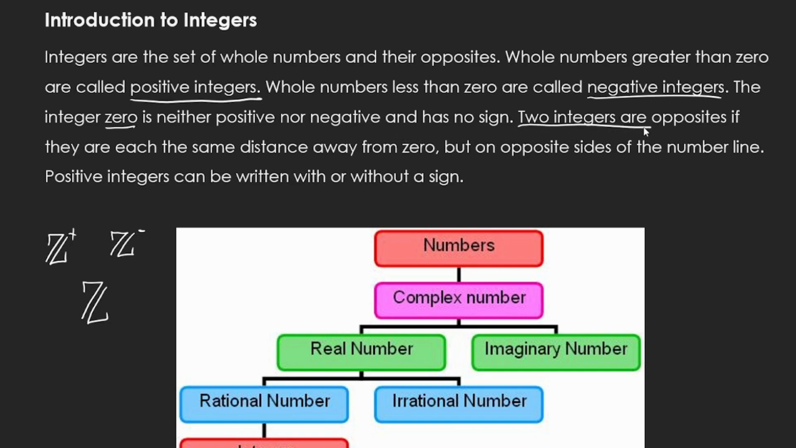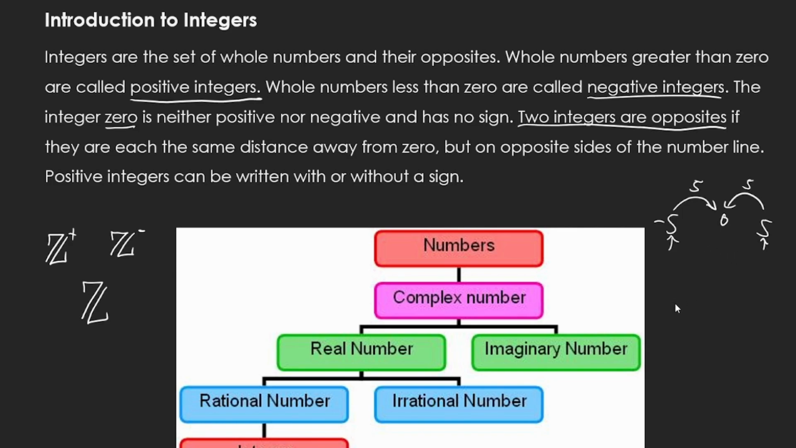Two integers are opposite if they are the same distance away from 0. For example, we have negative 5 and 5. How many units away are they from 0? Well, from negative 5, we have negative 4, 3, 2, 1, 0. We have 5 units. Let's go to the positive 5. How many units away is 5 from 0? We have 5, 4, 3, 2, 1, 0. That's 5 units also. So we have negative 5 and 5, and they are opposites of each other.